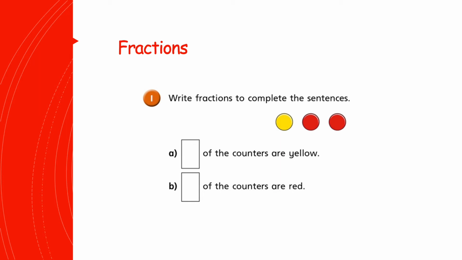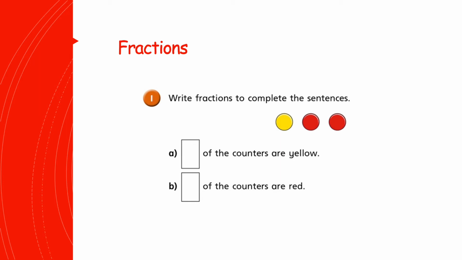You have 3 counters. So the 3 is your denominator of your fraction, which is the bottom number of your fraction. And A is asking how many are yellow. So how many of the counters are yellow? I can hear you shout 1. Yeah, you're right. 1 out of the 3 is yellow. So it's 1 over 3.